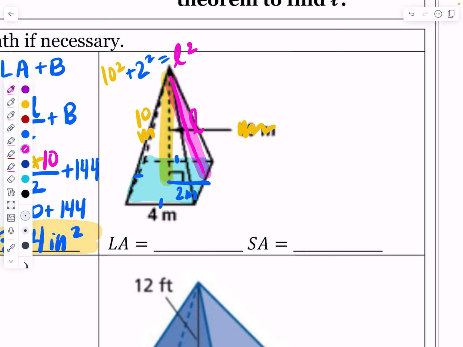This one I do not believe is going to give me a perfect square. When I do 10 squared plus 2 squared, it gives me 104. So L squared is going to be equal to 104. So L is going to be equal to the square root of 104.